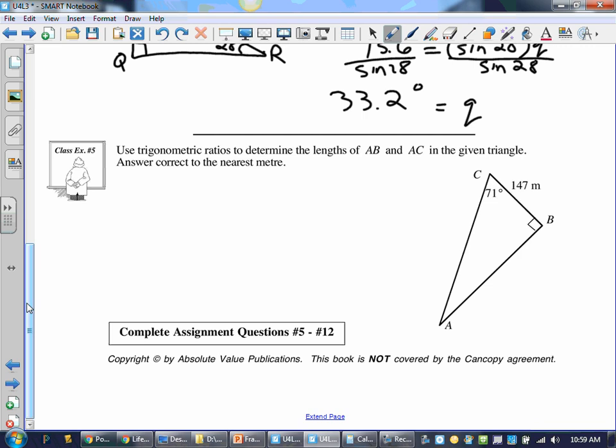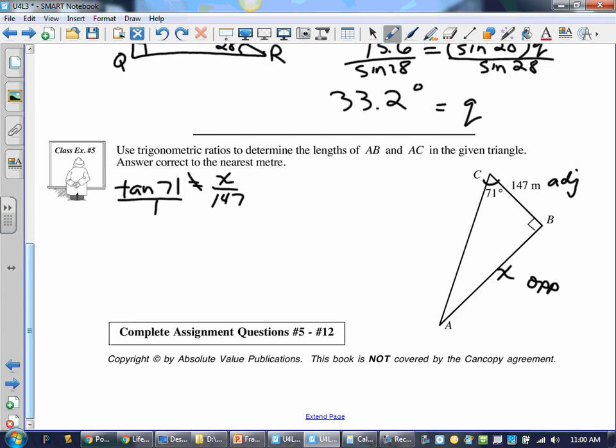Let's start with this one. Let's call it, I don't know, let's call it X. AB, what do you have? What do you want? What do you need? I have 71. I want the opposite. I have the adjacent. The trig function that uses opposite and adjacent is tangent. After the trig function goes the angle, every single time. Tan of 71. Opposite is X. Adjacent is 147. Ooh, this is a good one. This is an easy one to cross multiply and we're done.